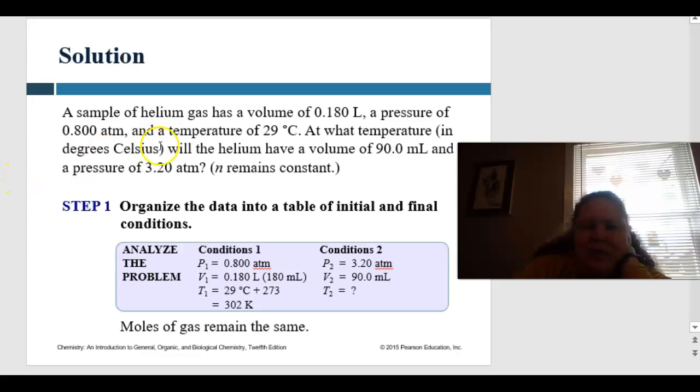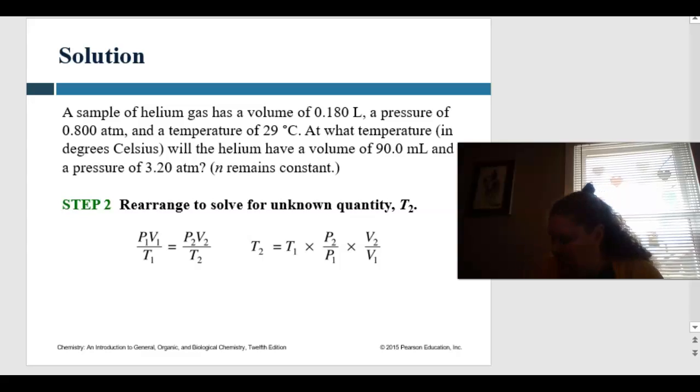All right, so for the sample of helium gas, we have a volume of 0.180 liters and a pressure of 0.800 atm, at a temperature of 29 degrees Celsius. At what temperature in degrees Celsius will the helium have a volume of 90.0 milliliters and a pressure of 3.2 atm? And again, remembering that n remains constant. So let's organize the data into the table of initial and final conditions. Our conditions 1 are listed here, our conditions 2 are listed here, and our T2 is going to be our unknown. So let's rearrange to solve for the unknown quantity of T2.